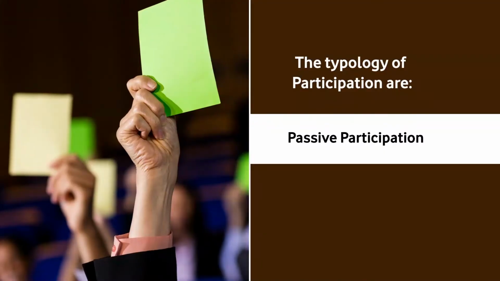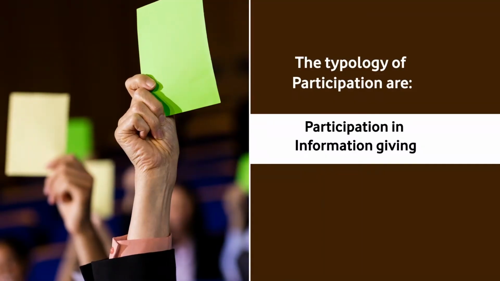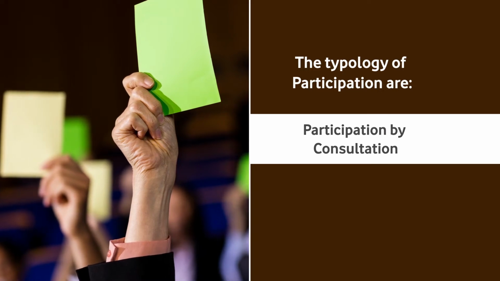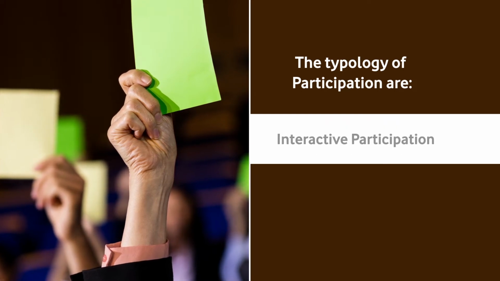So there they mobilize themselves and form a group, and there the external factor is very limited. Our entire decision is done by the group themselves. At the other end of the spectrum, we find self-mobilization, that is the highest form of participation. Between passive participation and self-mobilization, we have four or five more types of participation. That is participation in information giving, participation by consultation, participation by material incentives, functional participation, interactive participation.